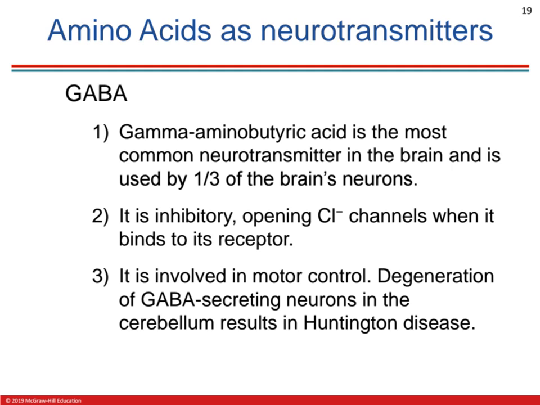GABA is involved in motor control, and so there is degeneration of GABA-secreting neurons in the cerebellum. The cerebellum is not the cerebrum. The cerebellum is a smaller brain-like structure that attaches to the brainstem, sort of in the back there. This is one of the changes that results in some of the symptoms of Huntington's disease. It is a degenerative disease that eventually will lead to death. But in the early stages, people show loss of motor control.